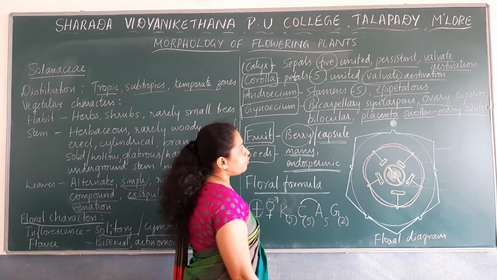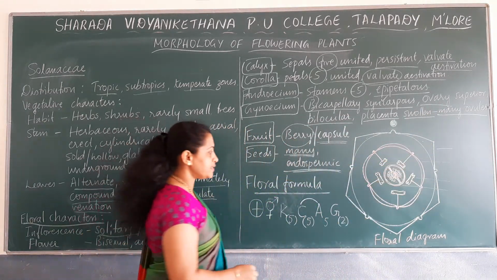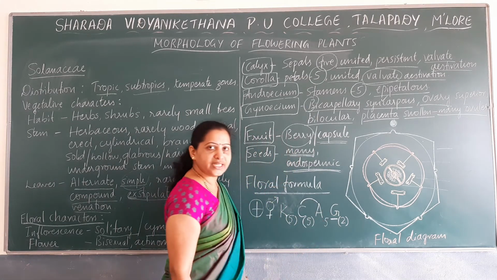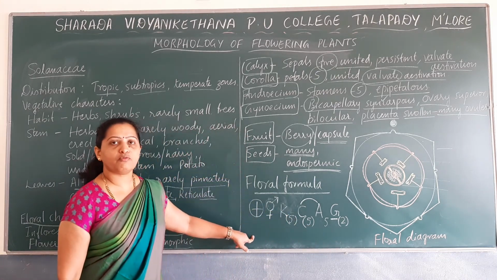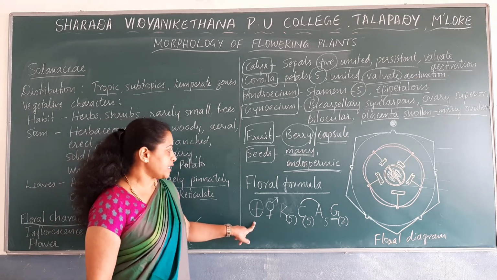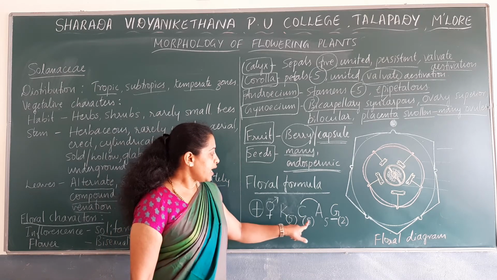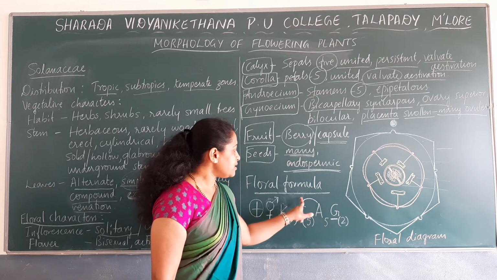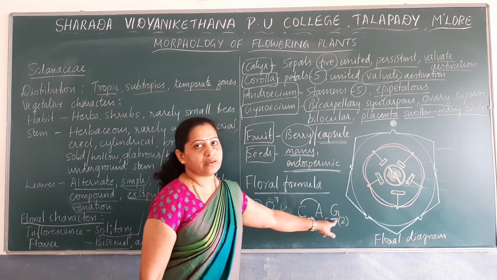And what is the position of ovary? Ovary is superior. So if the ovary is superior or hypogynous condition, usually a line is drawn below G. That indicates that ovary is in superior position. So this is the floral formula for family Solanaceae, which says that the flower is actinomorphic, bisexual, calyx having 5 sepals that are united, corolla having 5 petals that are united, androecium having 5 stamens, and the stamens are epipetalous, gynoecium is bicarpellary, syncarpous, superior ovary.